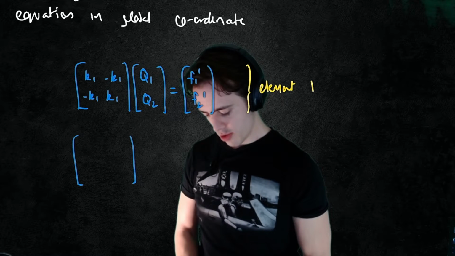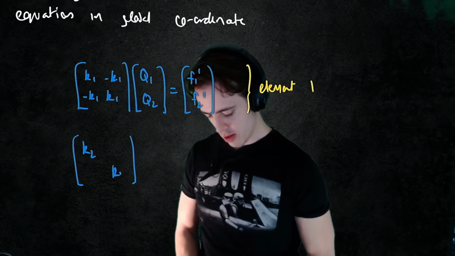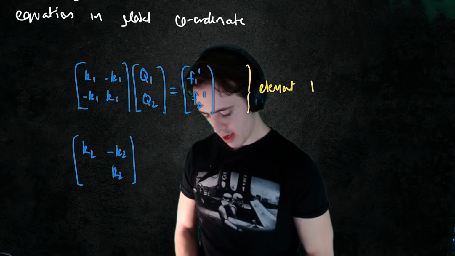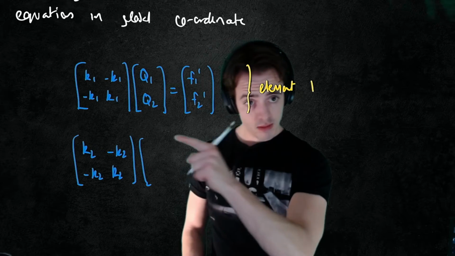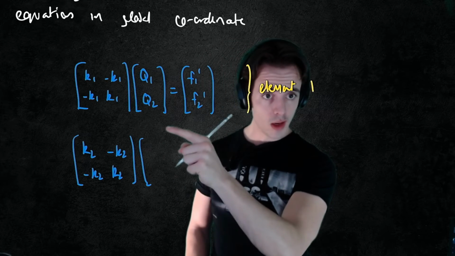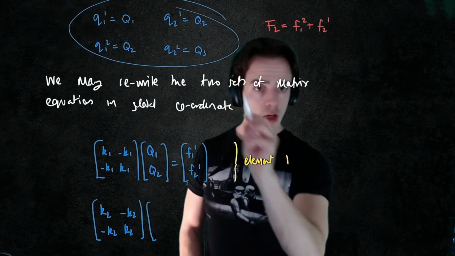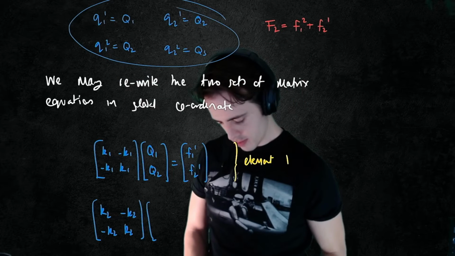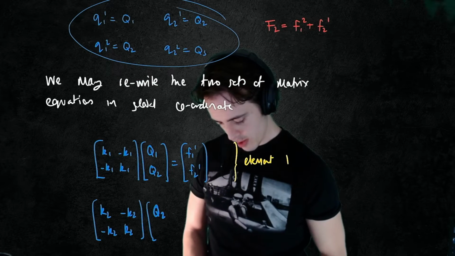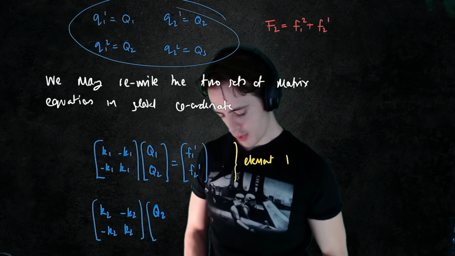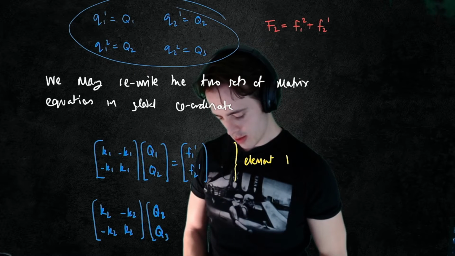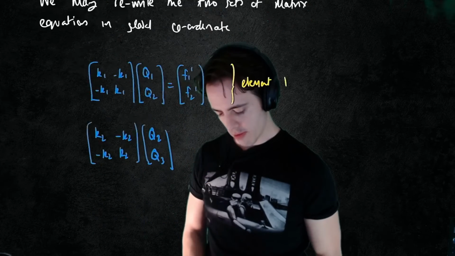The matrix is unchanged. We've got K2, K2, minus K2, minus K2. And it would have been Q21. Okay, Q21 is Q2. So Q2, and we would have had Q22, which becomes uppercase Q3. Okay, and again, the forces remain unchanged.